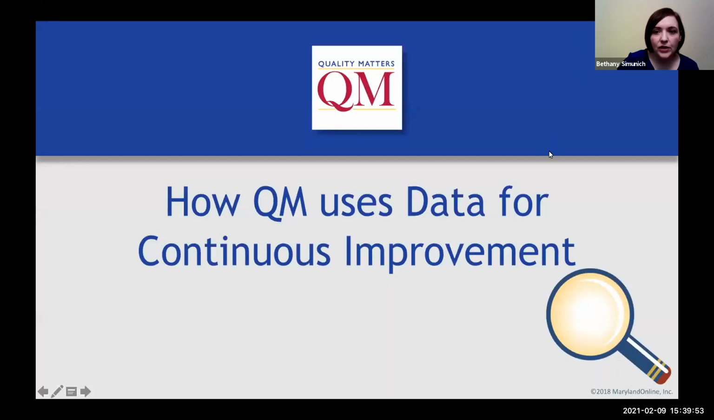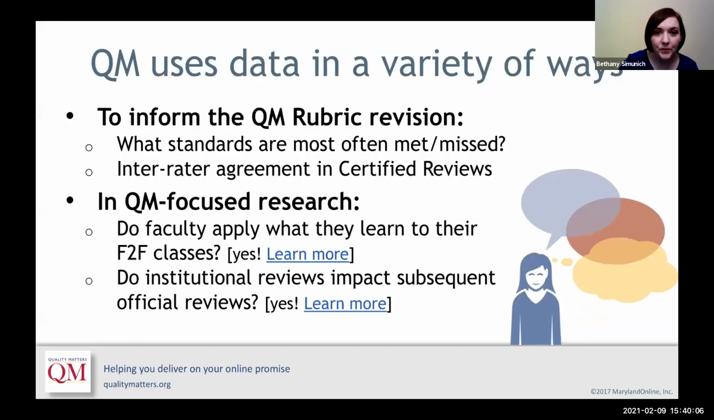So part of what I wanted to share today are some things that QM uses data for our own internal continuous improvement. If you're ever curious, does QM collect data? What data do we collect? How do we use it? Well, we use it in a variety of ways. So shown here are just some examples. One way is to inform the QM rubric and the revision of the QM rubric.